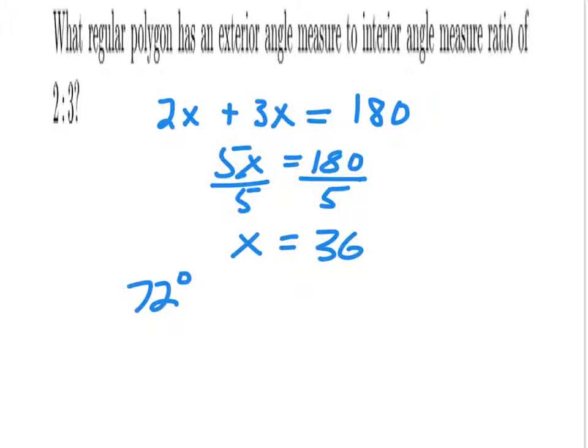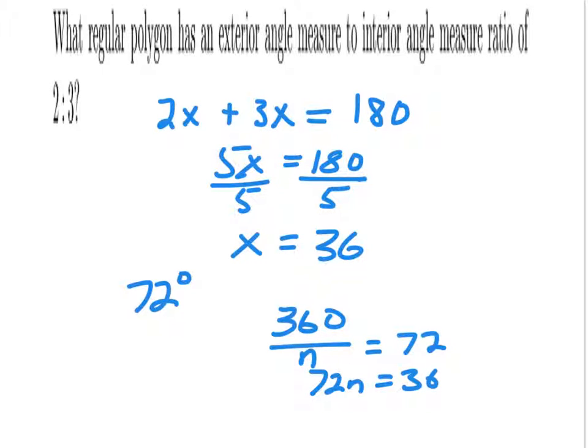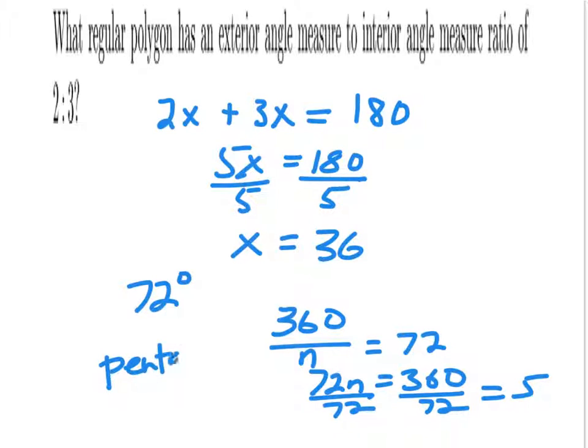If the exterior angle is 72, you can say 360 divided by n equals 72. So 72n equals 360. Divided by 72, that is equal to 5. So that means we were dealing with a pentagon here. And that's the end of the lesson.